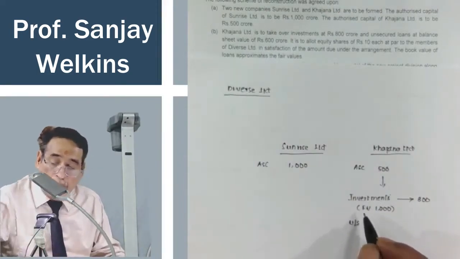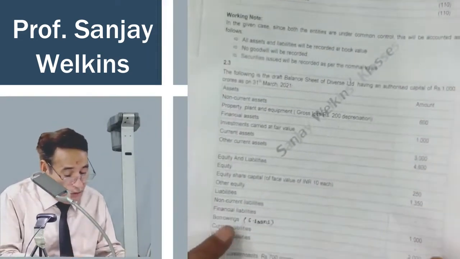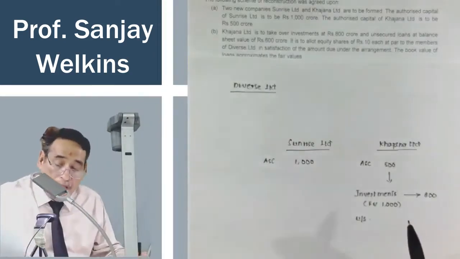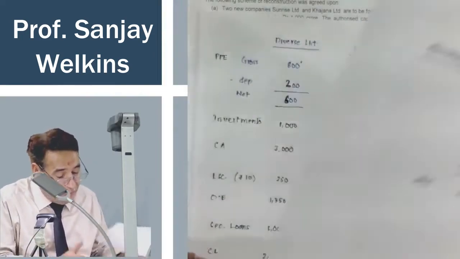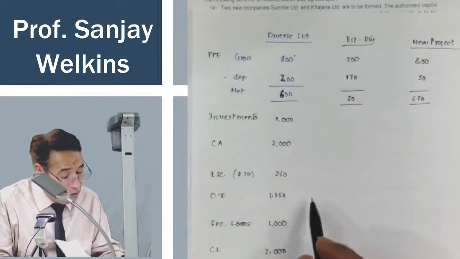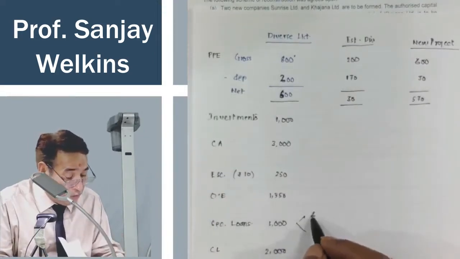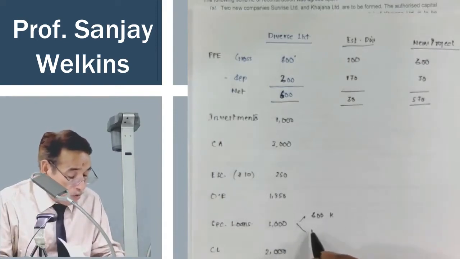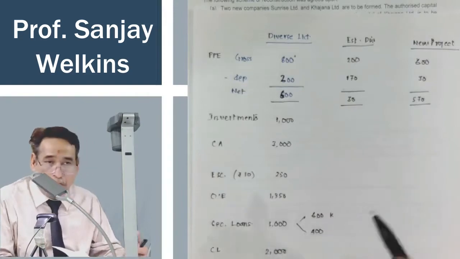Now, as far as the balance sheet is concerned, you must have noticed that the unsecured loan given in the form of borrowings is 1000, correct? It was 1000. Moreover, we have also written over here unsecured loan 1000. So out of this 1000, we have just seen that 600 worth of loan has been taken over by Khajana Limited. So the remaining loan at book value is 400. Out of 1,600 worth of loan, the loan is taken over by Khajana.